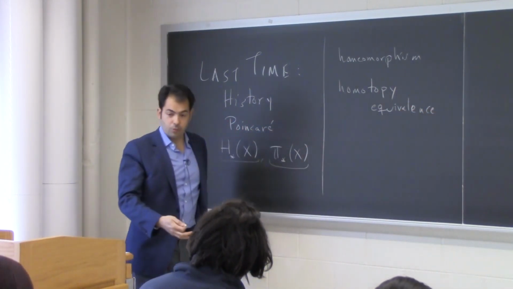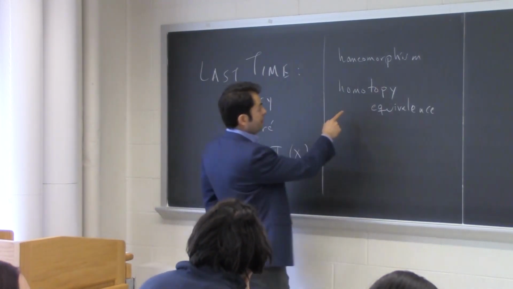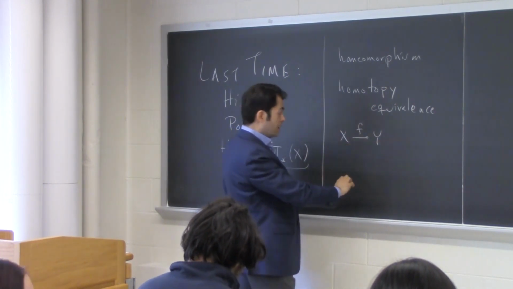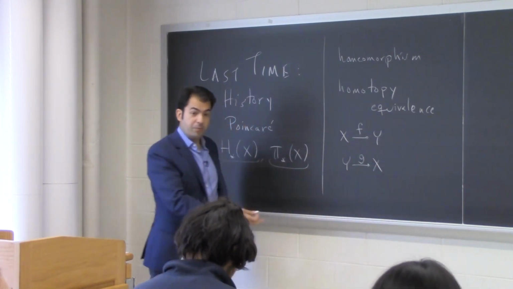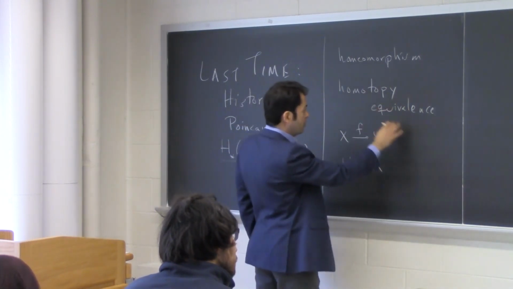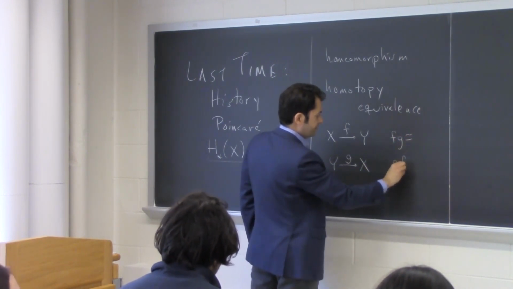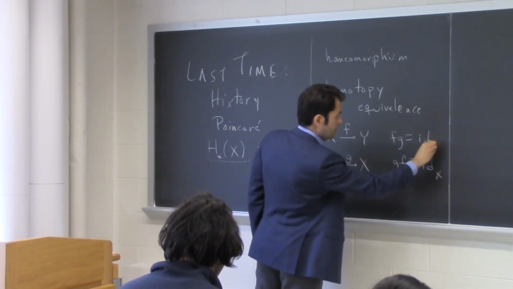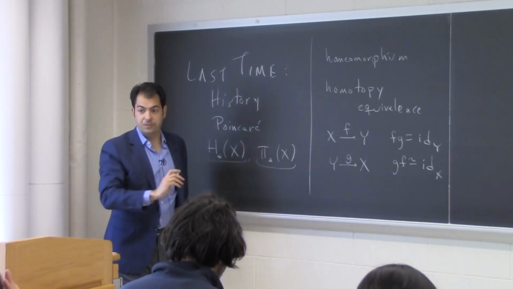So a homotopy, we saw, is a continuous family of continuous maps. And a homotopy equivalence between two spaces is a map for which you have a map going in the opposite direction, where for homeomorphism we would want these to be inverses. For homotopy equivalence, we just ask that the compositions be continuously connected, or homotopic, to the identities.